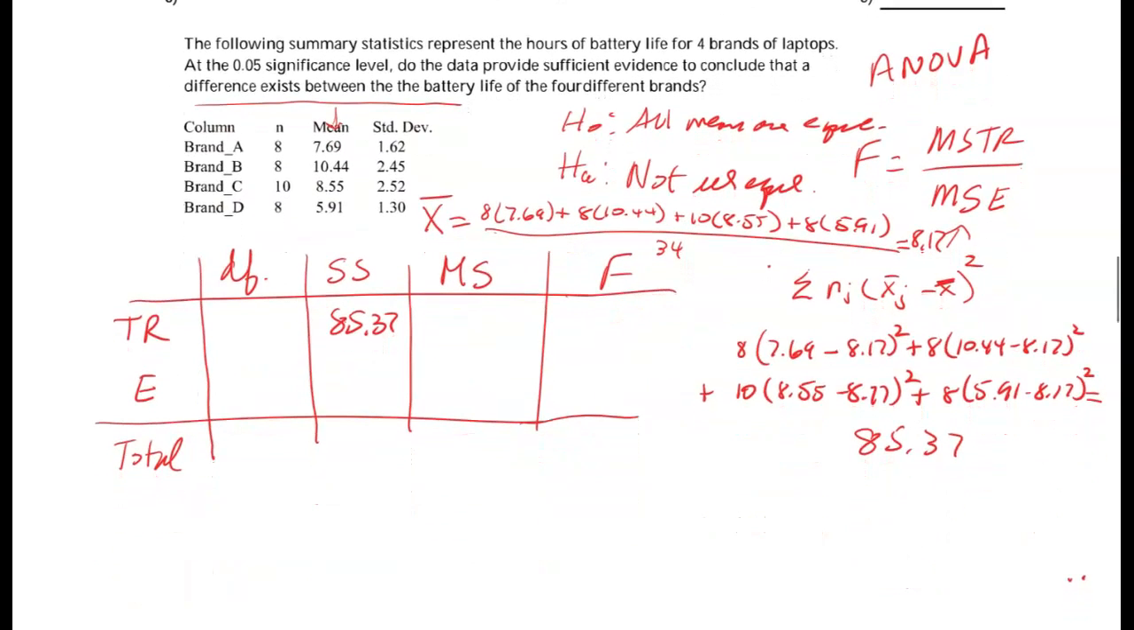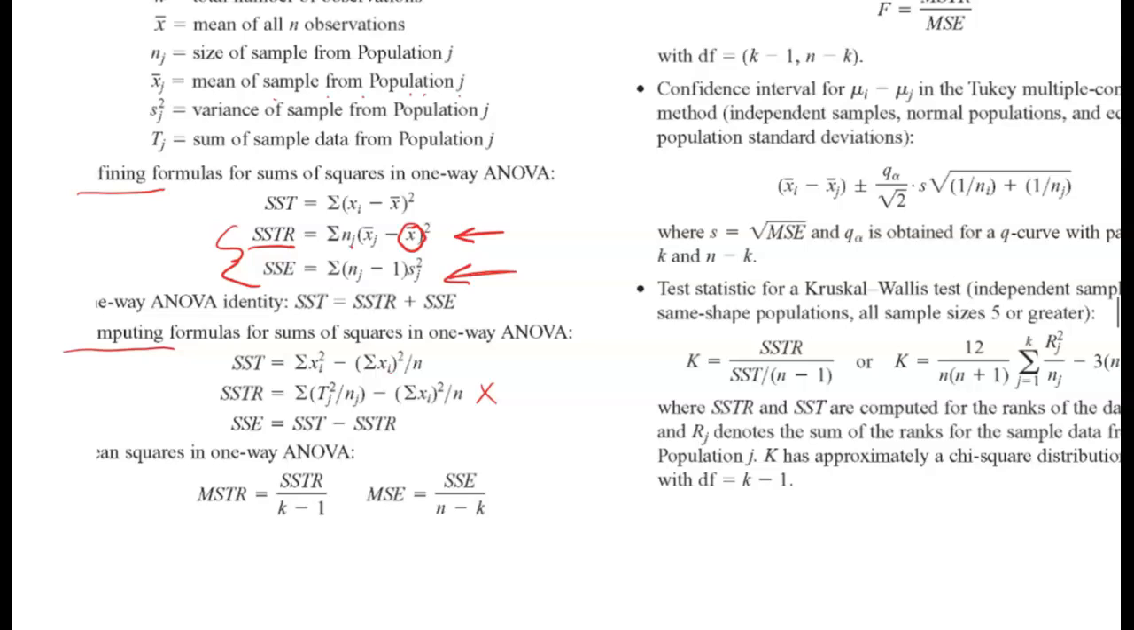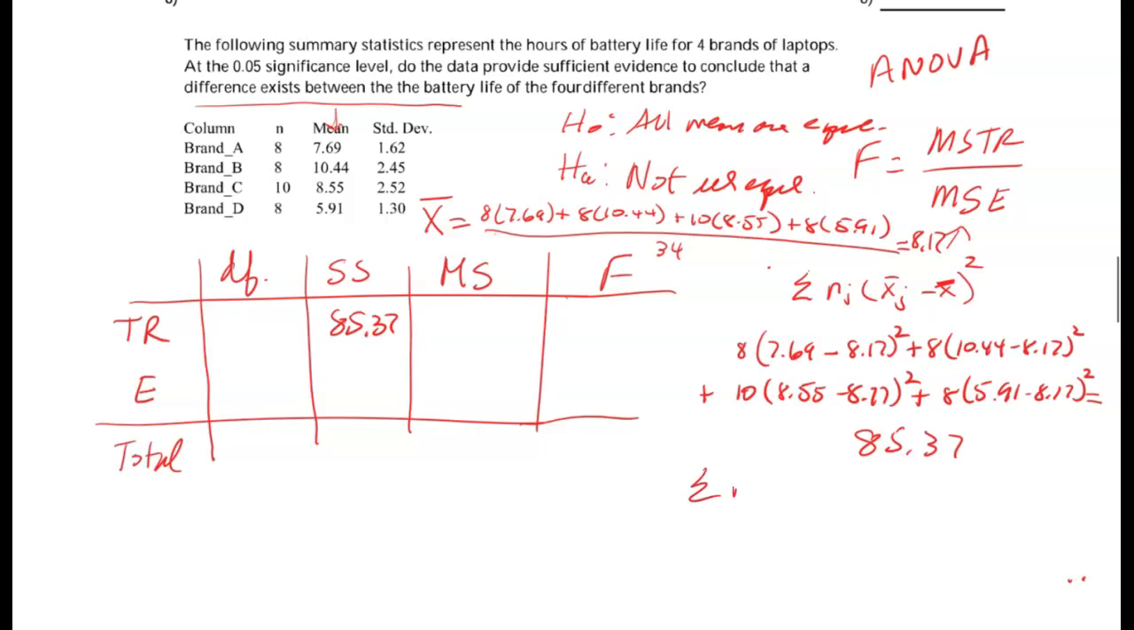Okay, so the next one is for SSE. You go back to your formula sheet. There's SSE: summation of n minus 1 times standard deviation squared. This j just means you're taking it from each sample. So the first one, 8 minus 1 is 7, times 1.62 squared, plus 7 times 2.45 squared, plus 9, because 10 minus 1 is 9, times 2.52 squared, plus 7 times 1.30 squared.